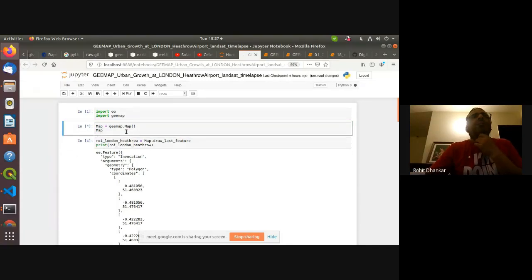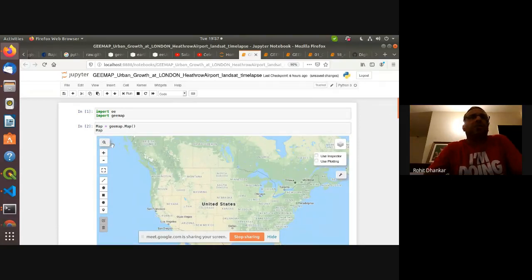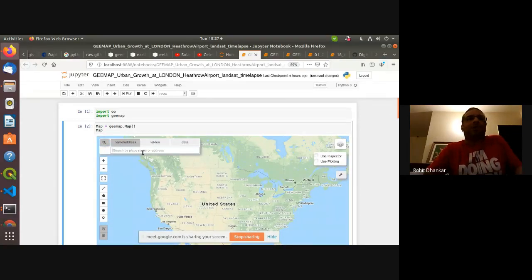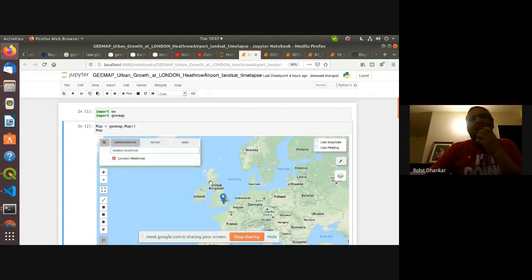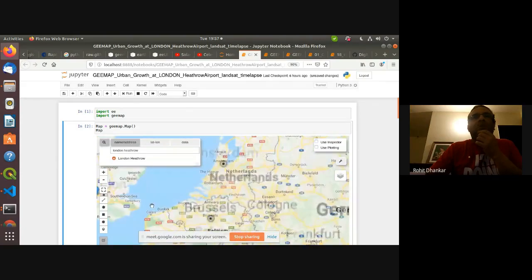The moment you say map, it will open up a world map. So that is by default what is there. This next cell that you see, now let's say if I were to go over here and say London Heathrow, the airport. Okay. Sorry. Yeah, so it will immediately take you there. It will drop a pin over there, the way it happens on Google Maps and all that.